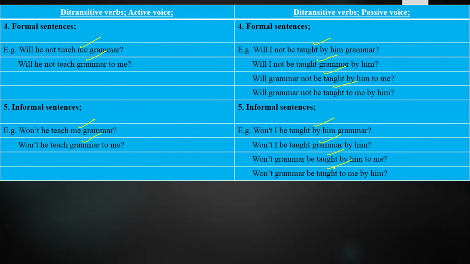The first 3 tenses we discussed are the present indefinite, past indefinite, and future indefinite tense. In active voice you will have 2 sentences. In passive voice there will be 4 ways to change them from active voice into passive voice.